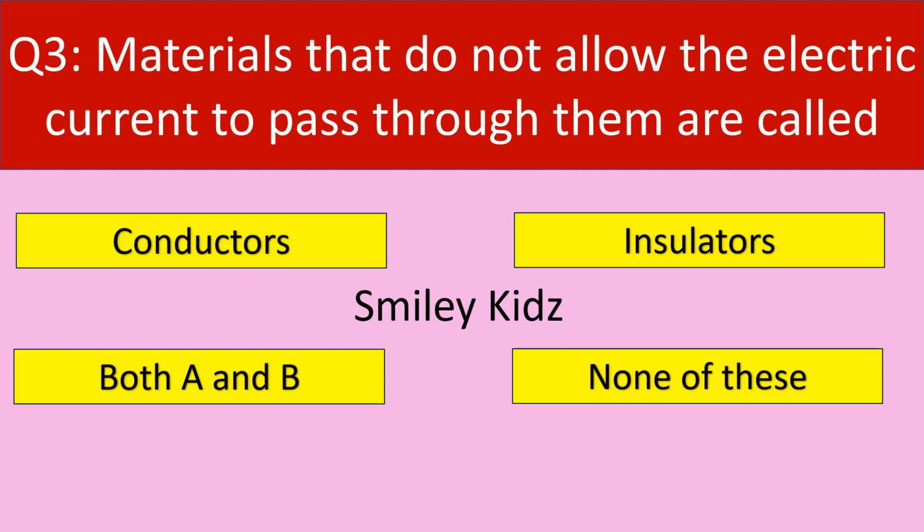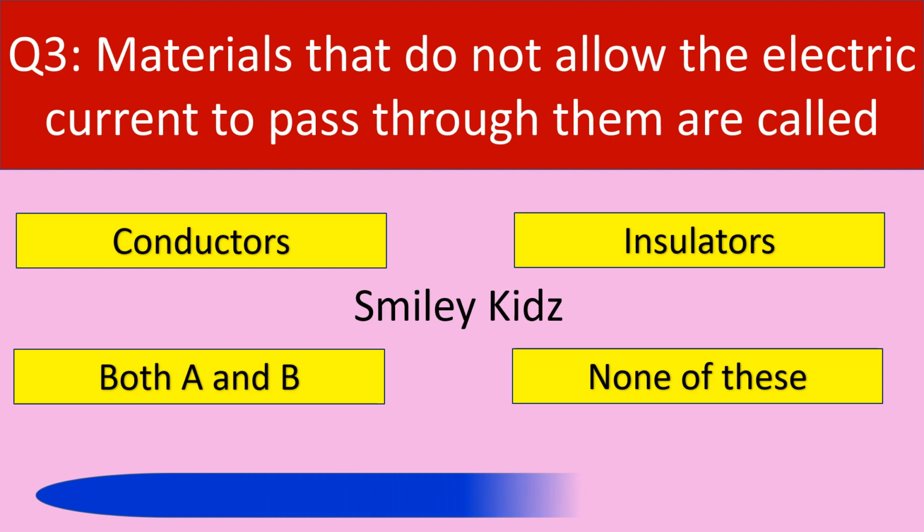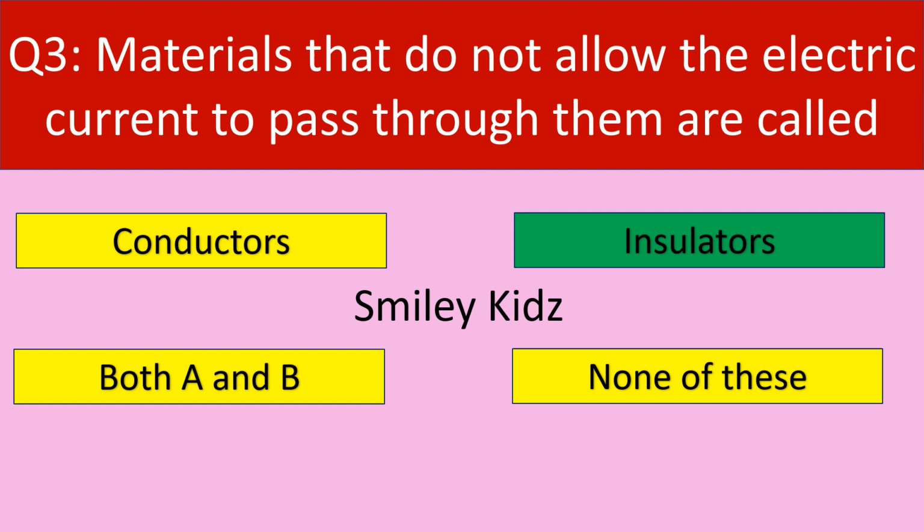Question number 3. Materials that do not allow the electric current to pass through them are called. Options are conductors, insulators, both A and B, none of these. Your time starts now. The correct answer is insulators. Materials that do not allow the electric current to pass through them are called insulators.